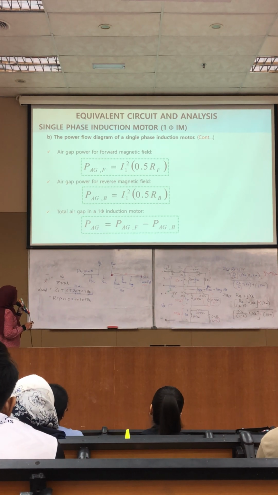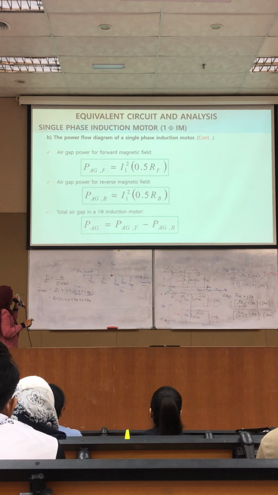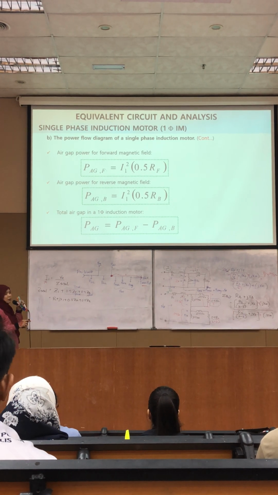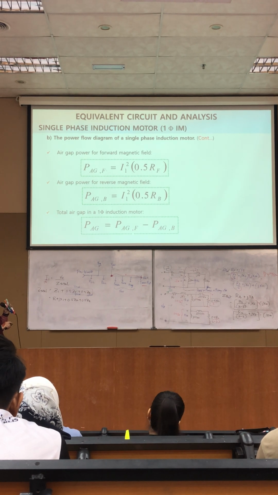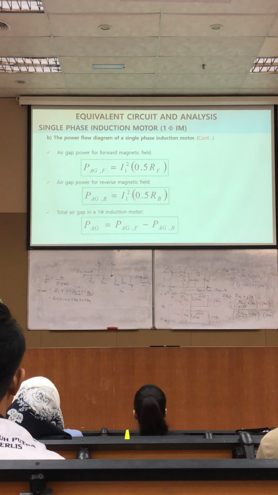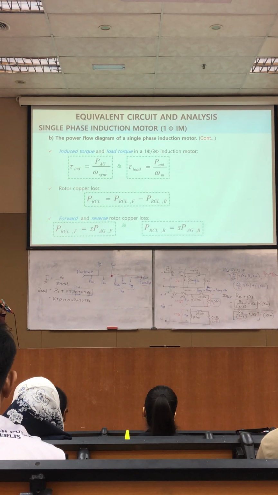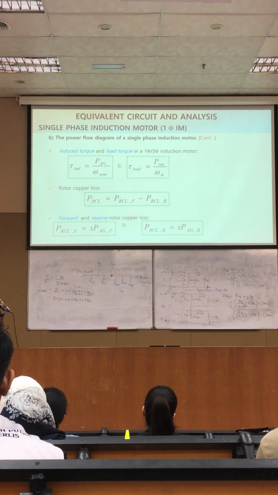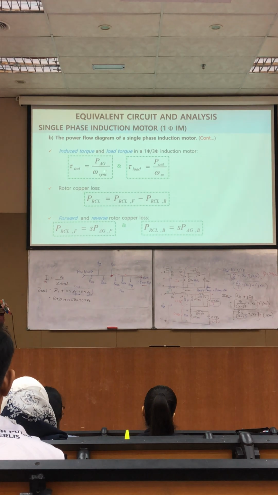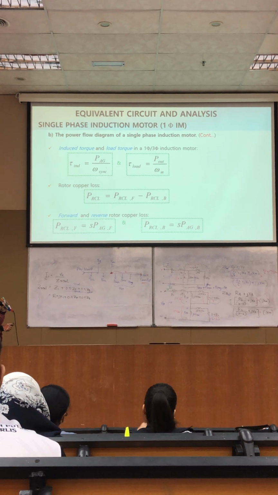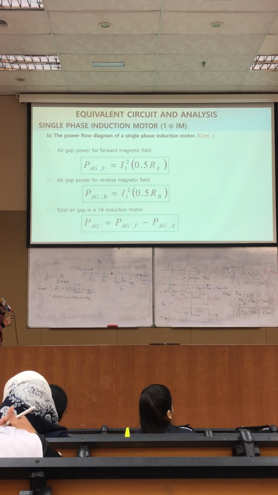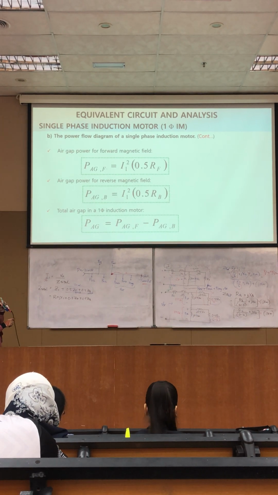Air gap power has two components, forward and backward, and the total air gap power is the forward minus the backward. This one is different. It's okay, this one is given, don't worry. This one is the same, the air gap, what is this? For induced torque. This one is for load, it is already given. Like P out over motor speed. However, for air gap, use this one.